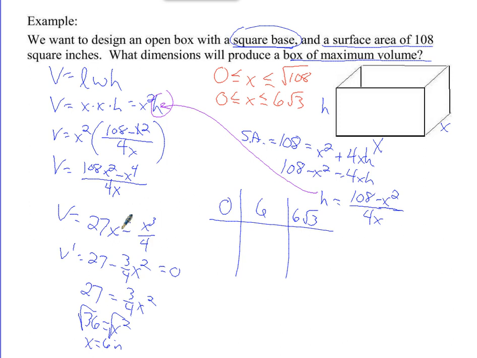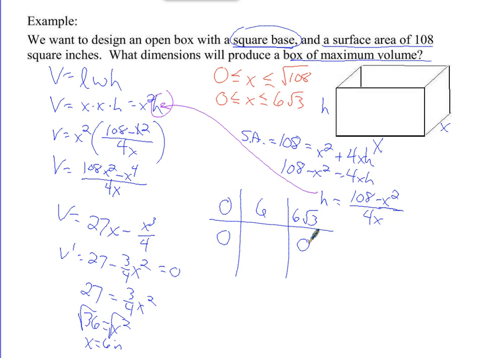Take 0, plug it into my volume function. I get 0, obviously. If x is 0, then there is no dimension to this box. So we get 0. It's not going to be that. If I take 6 root 3 and I plug it in to my volume function, basically, in order to get 6 root 3, the height has to be 0. And then is there any volume to this thing? No. So I get 0 there as well.